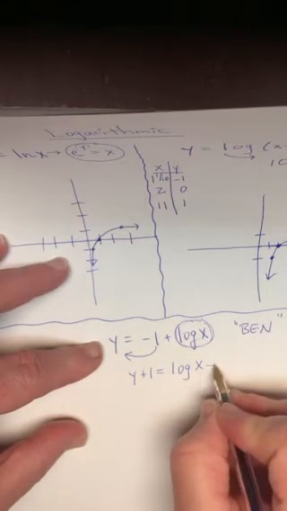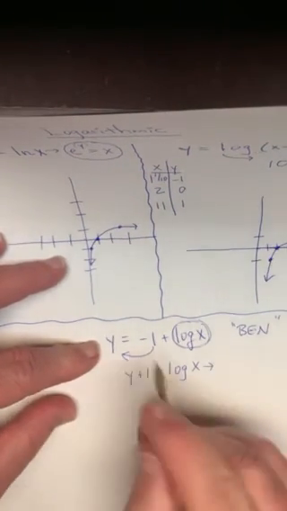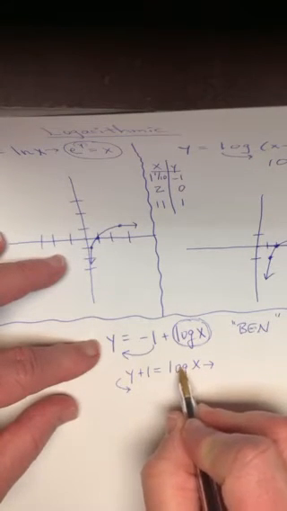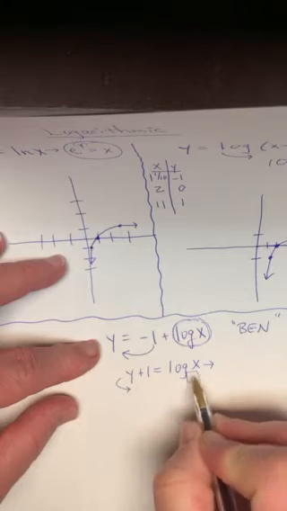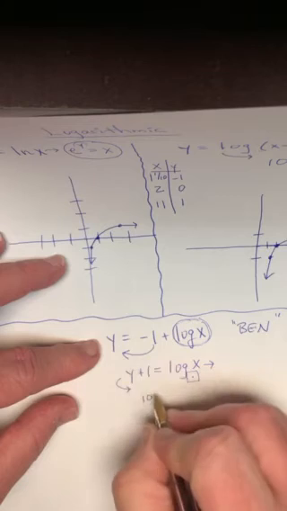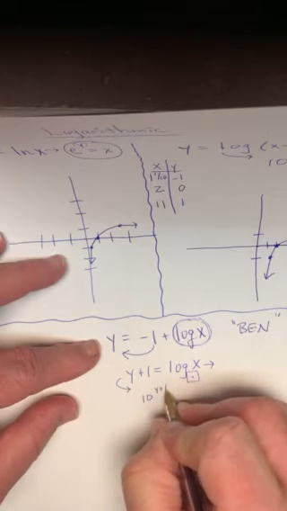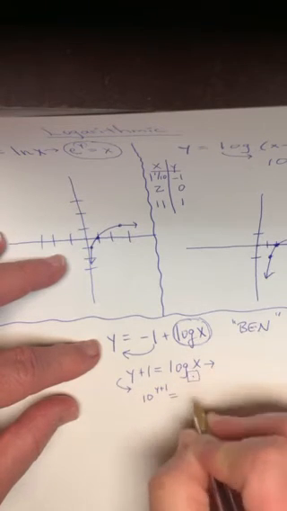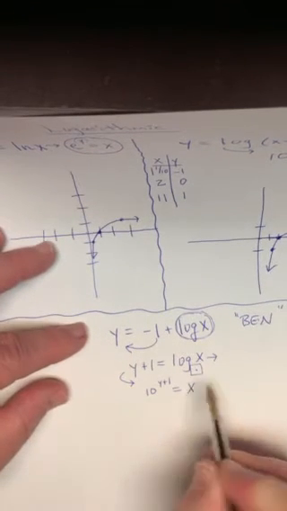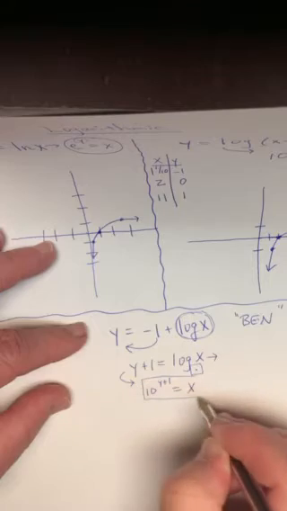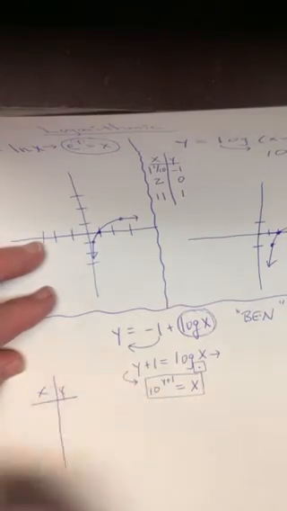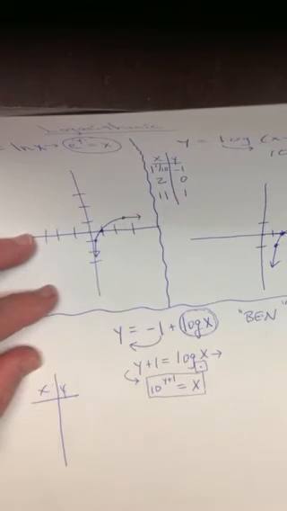Ready? Let's change this into something we understand. I'm actually going to put it underneath here. Do we agree? Since this says log, what's my base understood to be here? 10. I'm raising it to the what? Y plus 1 power equals what value? X. So I did it. I was able to get x by itself.